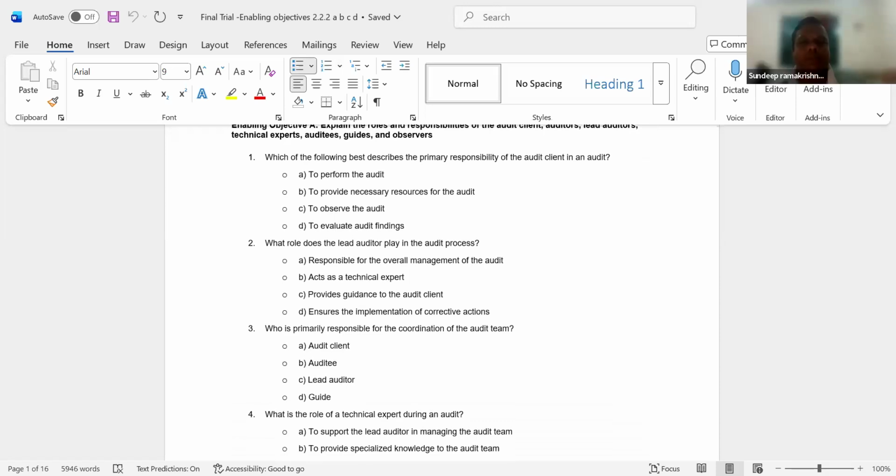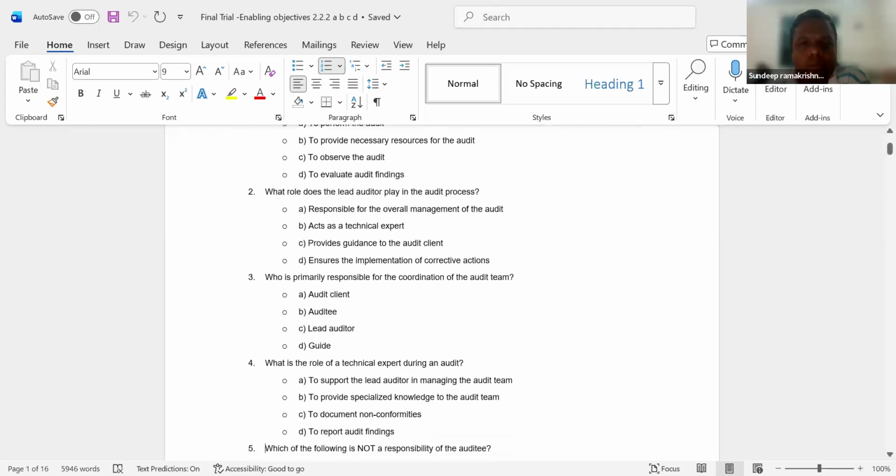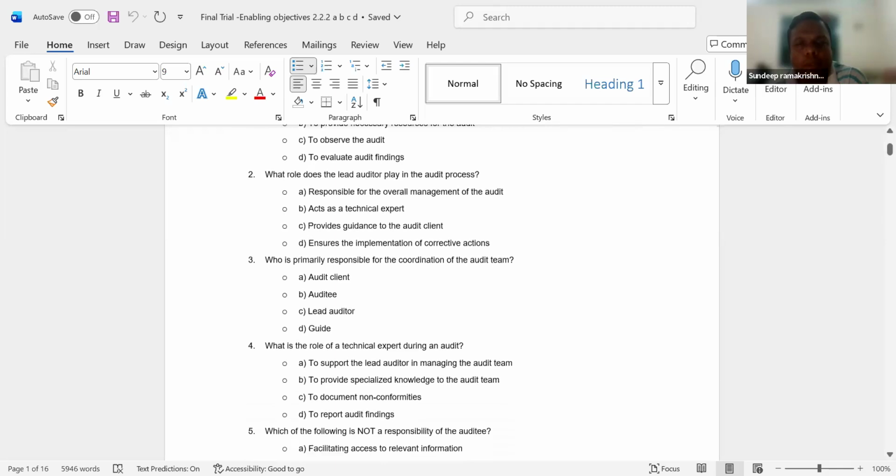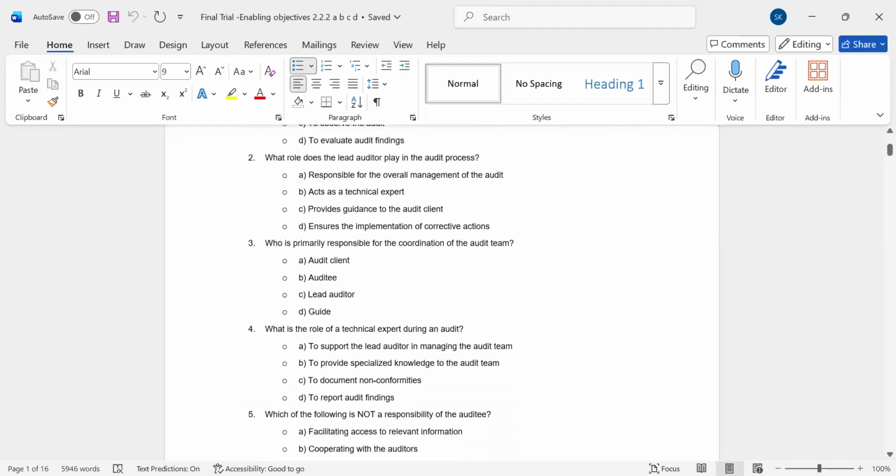Question, sir. What role does the lead auditor play in the audit? A, responsible for the overall management of the audit. B, acts as a technical expert. C, provides guidance to the audit client. D, ensures the implementation of corrective actions. The answer would be A, sir, responsible for overall management of the audit. Right. Anybody else? Any other answer for the second question? No, sir. A is the right answer. Okay, good.